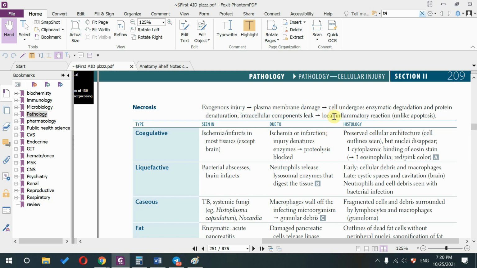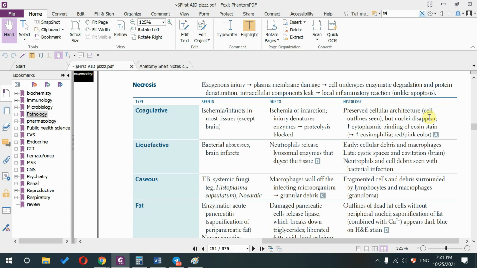And there will be a local inflammatory reaction, unlike apoptosis. So in apoptosis, the cell membrane in the little particles that stayed after the apoptosis has occurred, the apoptotic bodies, prevented the release of the internal content to the circulation, which prevented the post-apoptosis from creating an inflammatory reaction afterward. But in necrosis, the cell is just destroyed, everything is released all over the place, so there will be local inflammation following it.